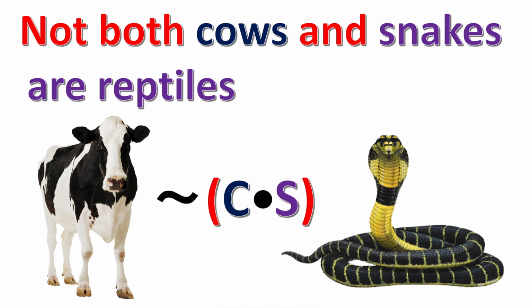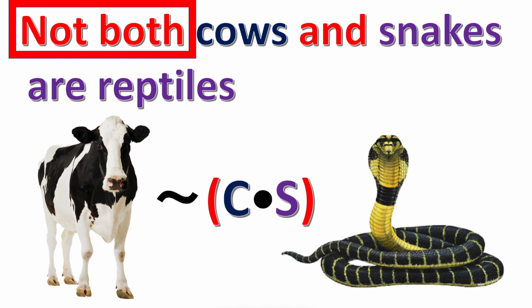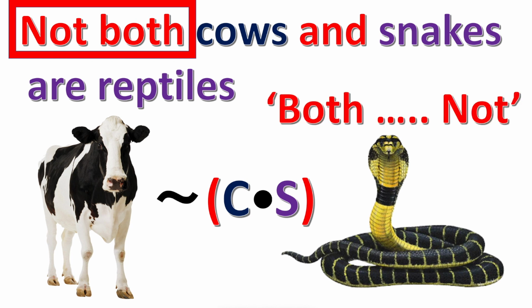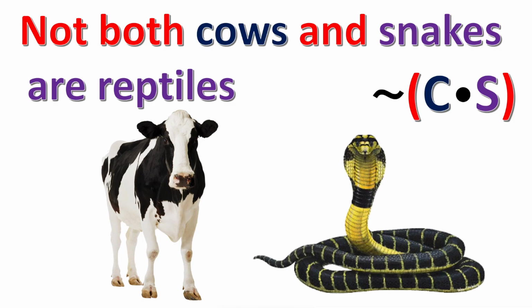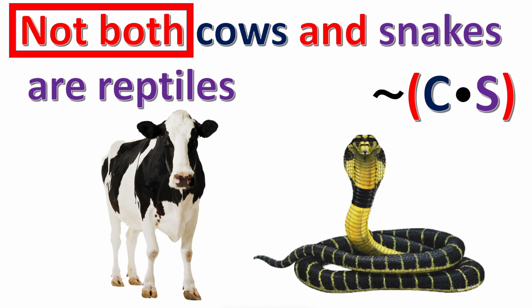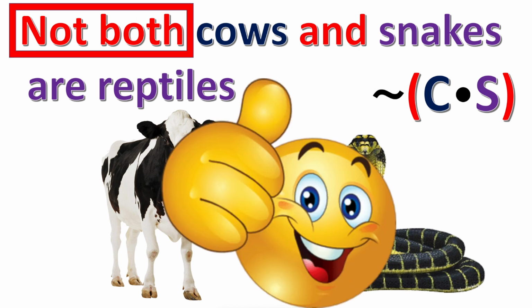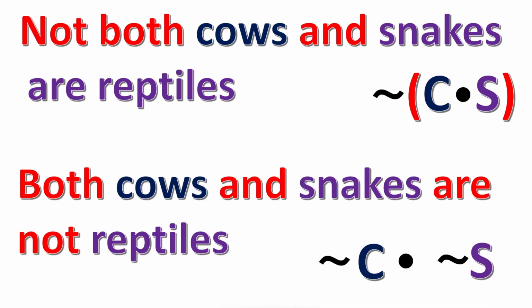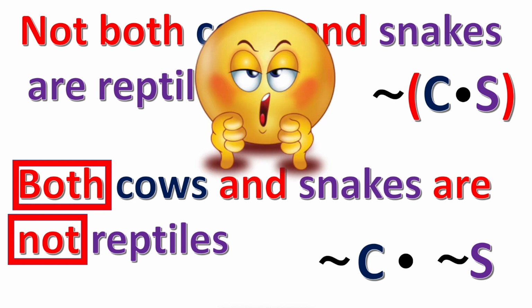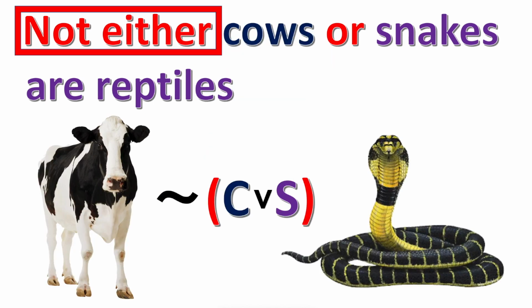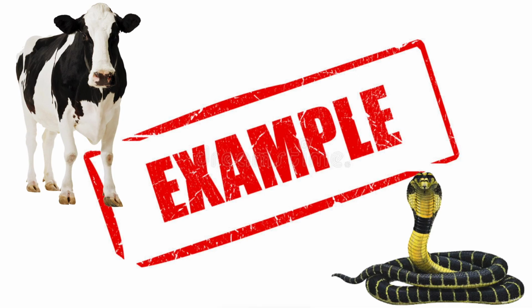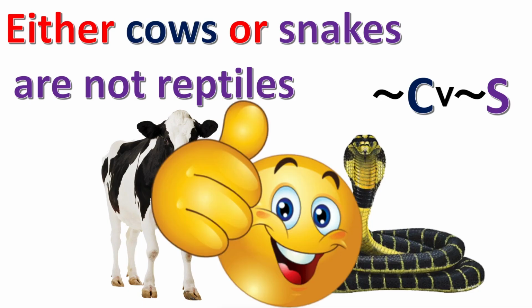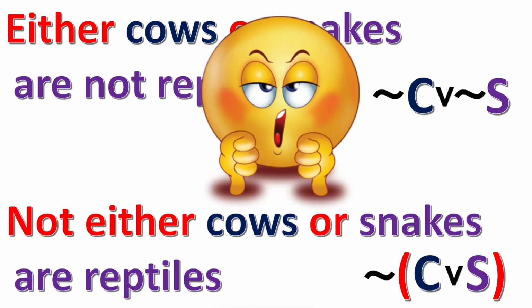Well, here's an example. An important thing to know is that the words "not both" is not logically equivalent to the words "both not." For example, this statement says "not both." It's true. But this statement that says "both not" is false. And likewise, the words "not either" is not logically equivalent to the words "either not." For example, this statement is true, but this statement is false.